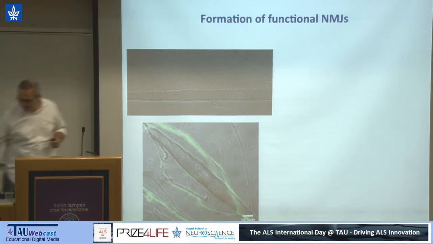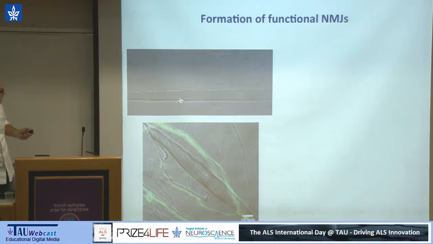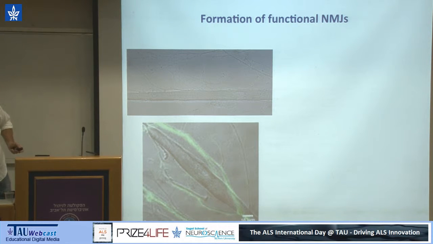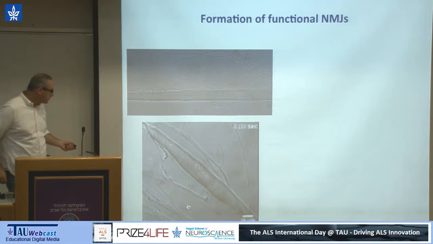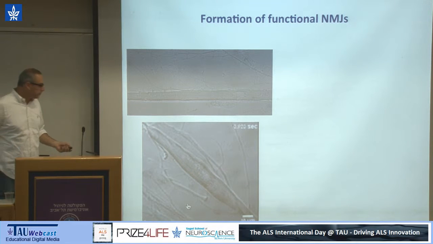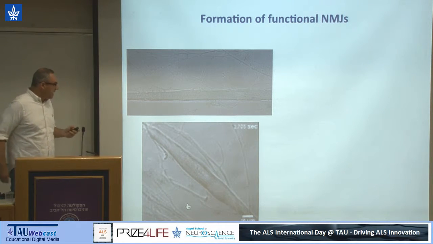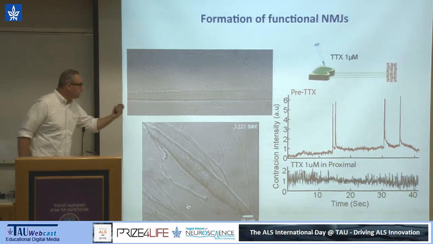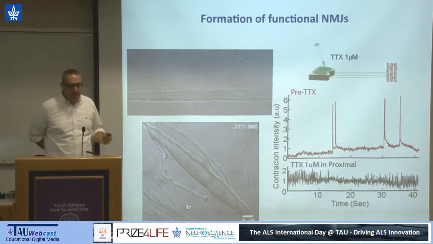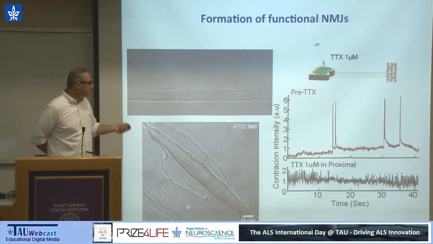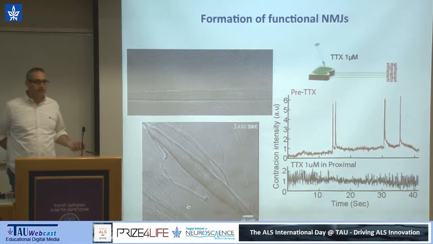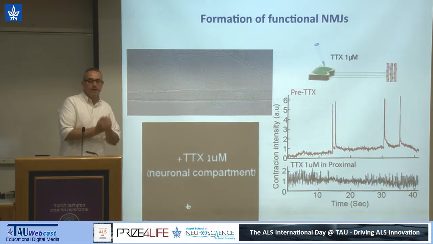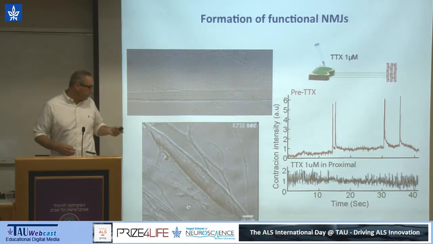And for that, we first looked at muscle contractions. We thought that when the muscles are innervated, they contract. You can see here how the muscle contracts when it is innervated. And when we applied TTX, a toxin that basically inhibits the action potential at the presynaptic side, we saw inhibition in the muscle contraction, suggesting that indeed this in vitro NMJ structure is functional.